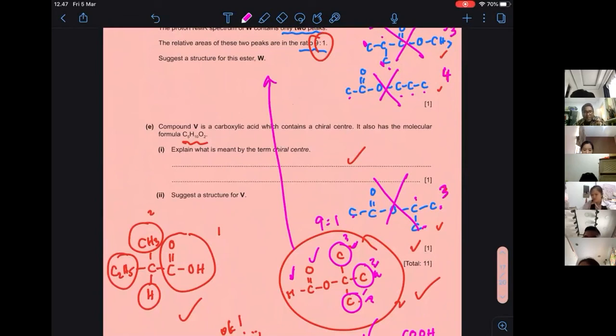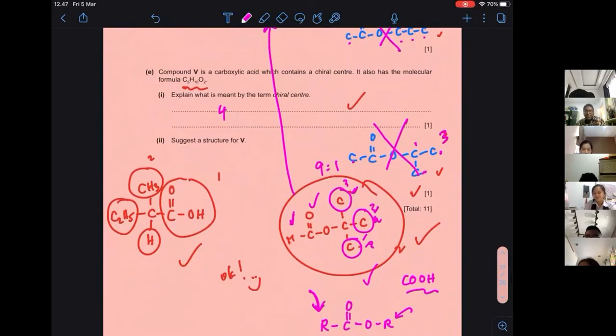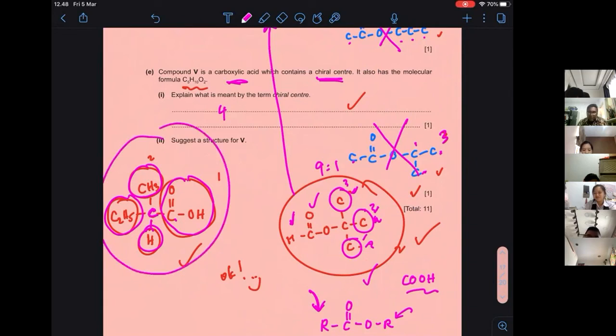And then explain what is meant by chiral center. It must have 4 different groups attached. The carbon must have 4 different groups attached, and suggest structure V. They say chiral center, right? And then carboxylic acid. So I put 1 carboxylic acid. This must be a chiral carbon. So I try with some combination of H and then CH3. I need some more combinations, so I try 2. You see, everything is going to be a total of 5 carbons, everything will be balanced. So this is going to be the structure for V.